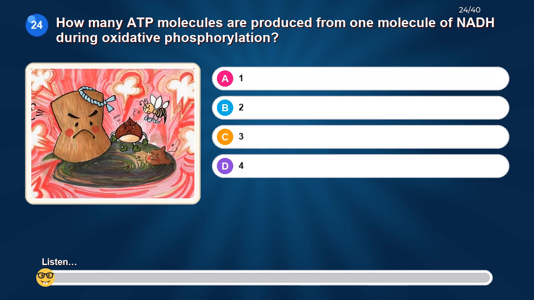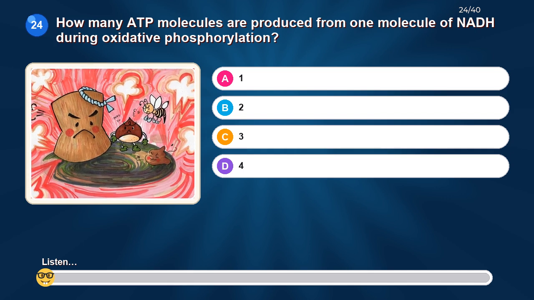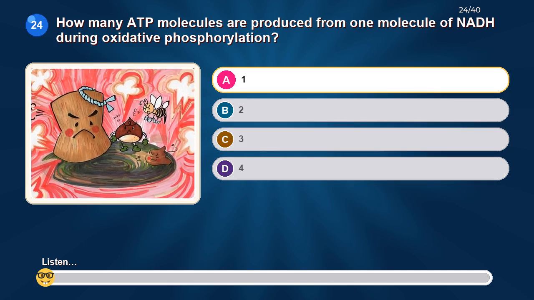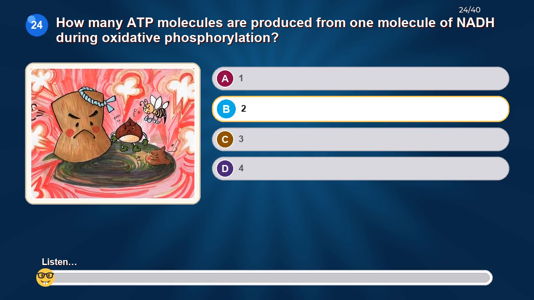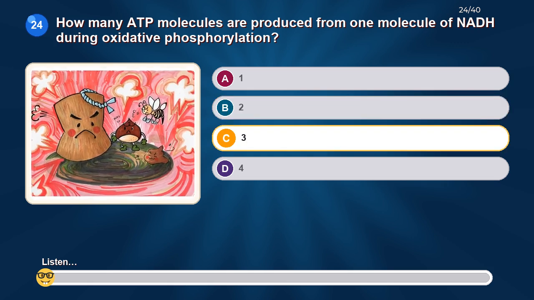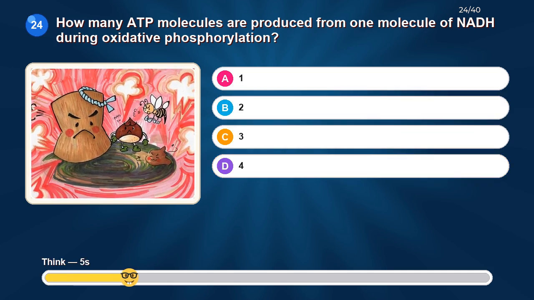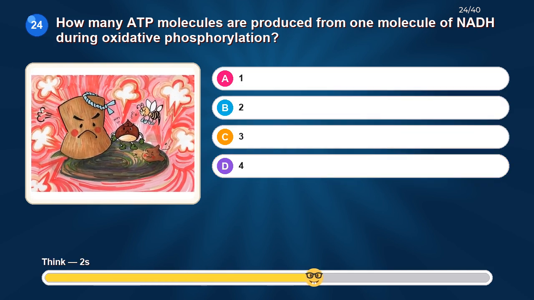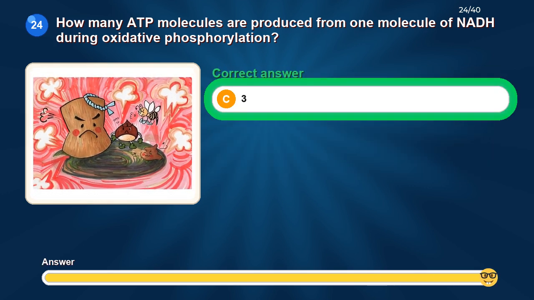How many ATP molecules are produced from one molecule of NAD during oxidative phosphorylation? Option A, 1. Option B, 2. Option C, 3. Option D, 4. The correct answer is 3.